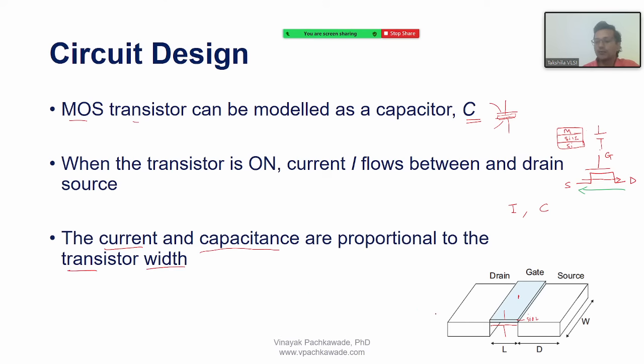So we already know what the transistor width is here. Transistor width, W, you can see that it is indicated, and the channel length we already know. So we say that the wider the transistor, the more the capacitance and the current, which are proportional to the transistor width. So you see here, that's the drain region, that's the source region.